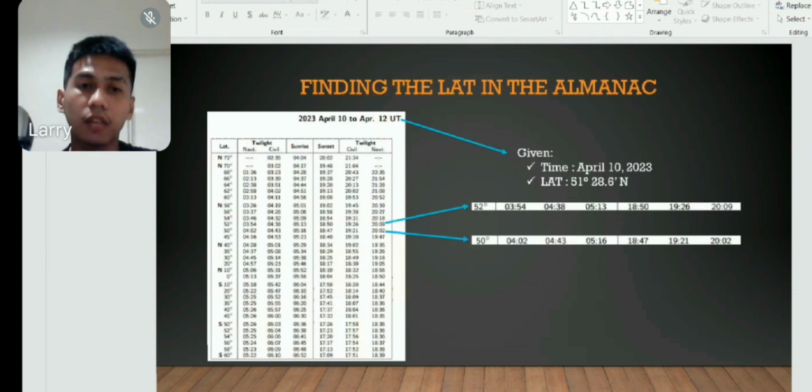So after that, we must find the latitude in the almanac. Our given time is April 10, 2023, so that will be indicated up in the upper part, and after that the latitude is 51 degrees. Since it doesn't have an exact value, we must use 52 degrees and 50 degrees to interpolate in order to get the 51 degrees.